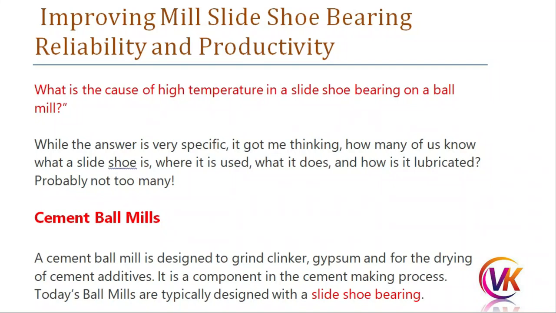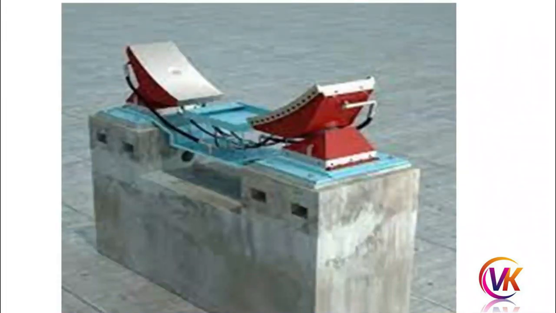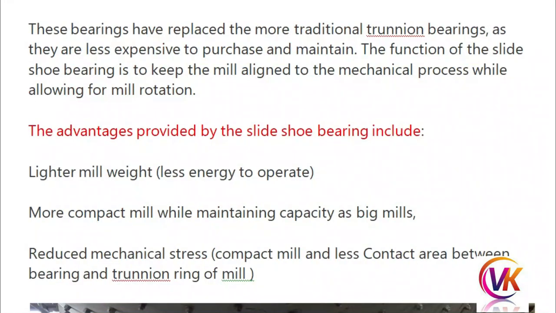A cement ball mill is designed to grind clinker, gypsum, and for the drying of cement additives. It is a key component in the cement making process. Today's ball mills are typically designed with a slide slew bearing. These bearings have replaced the more traditional Trunnion bearings, as they are less expensive to purchase and maintain. The function of the slide slew bearing is to keep the mill aligned to the mechanical process while allowing for mill rotation.